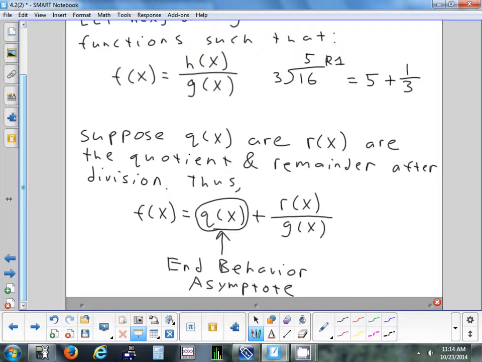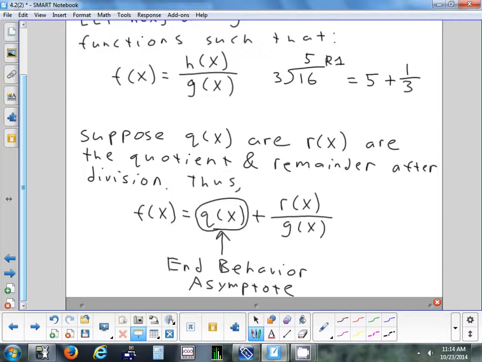The only difference is q of x, r of x, and g of x might not just be numbers, they're algebraic expressions. They're polynomials. And the only thing that's really important here is q of x, the quotient. Q of x is what we call the end behavior asymptote. So to find an end behavior asymptote, you just do out long division and look at the quotient. What's nice is you're not doing anything new. You've done long division before.